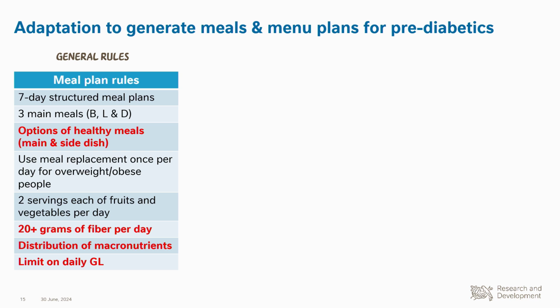So for type 2 diabetes, what we want is that we would like to provide ideally a 7-day structured meal plan with 3 main meals, breakfast, lunch, and dinner. There should be options of healthy meals with a score above 70 for all of those. At least 20 grams of fibers per day. So here we move away from the product and recipe, but really go to the day level. Good distribution of macronutrients, and a limit on daily glycemic load.